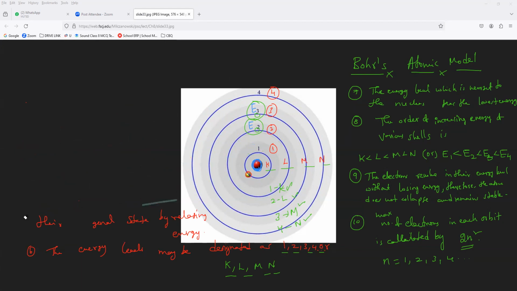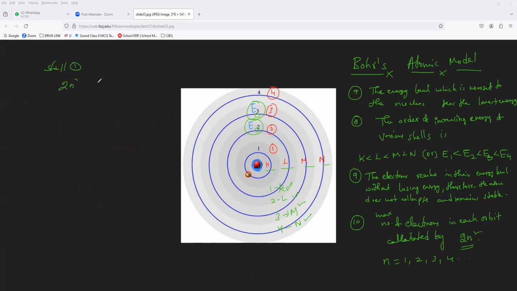Maximum number of electrons in the first shell. How many, guys? Everybody? 2 into 1 square. So for shell number 1, 2n square equals 2 into 1 square, which equals 2 into 1, which equals 2.